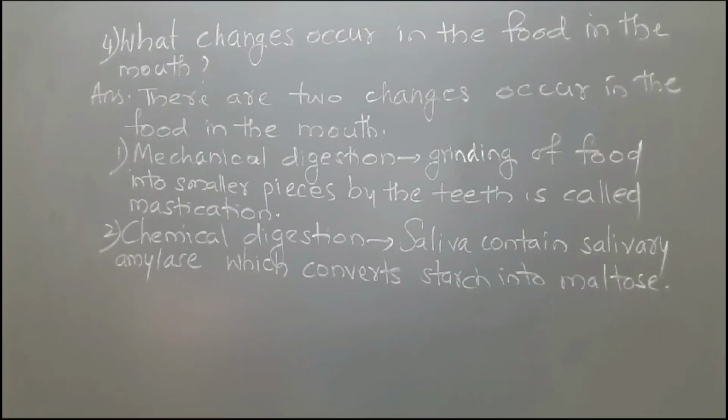Number 1, mechanical digestion, and number 2, chemical digestion. These are the 2 changes that occur in the food in the mouth. Mechanical digestion: grinding of food into smaller pieces by the teeth is called mastication. That is mechanical digestion. Then comes the second, chemical digestion. Saliva contains salivary amylase which converts starch into maltose. That is chemical digestion. These are the 2 changes that occur in the food in the mouth.